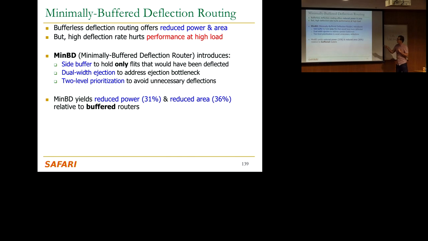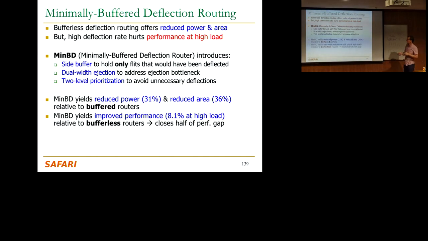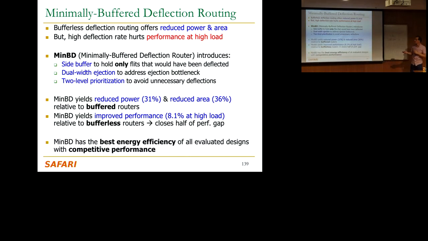OK, so basically, I'll give you the results, but the paper is also there. I think I have a link to the paper later on. But basically, we saw that you get significant power reduction and area reduction compared to buffered routers, and your performance is much better compared to CHIPPER, the bufferless router. Basically, you close half of the performance gap between buffered and bufferless, according to our results. So we're getting closer to the buffered routers with much less power and area overhead.